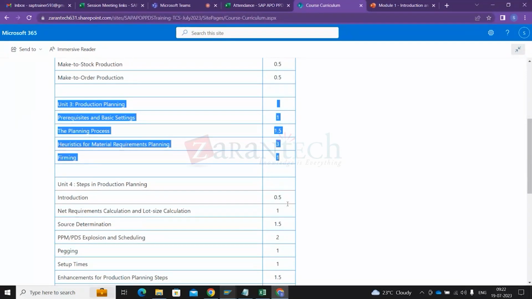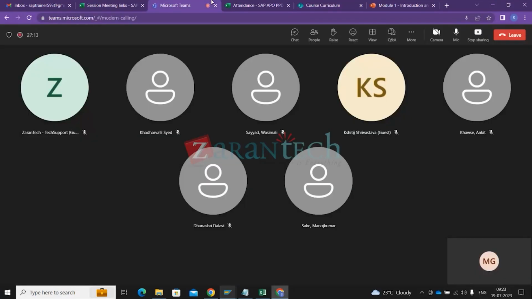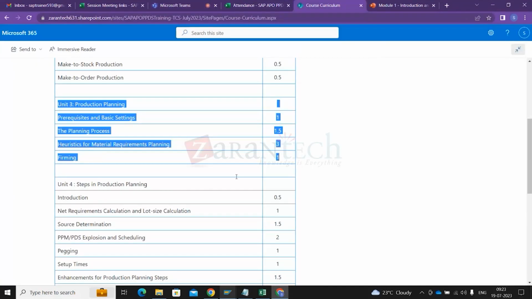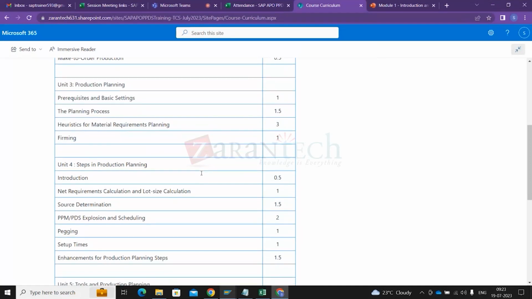Okay, so PPDS, anybody knows long form of PPDS? Can someone tell me? Yeah. Production planning and detail scheduling, right? Details. Yes, okay, exactly. So basically, there are two parts in the PPDS.